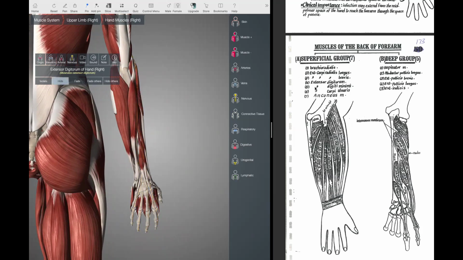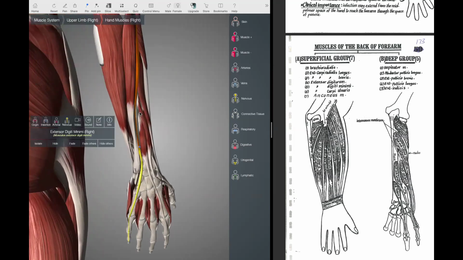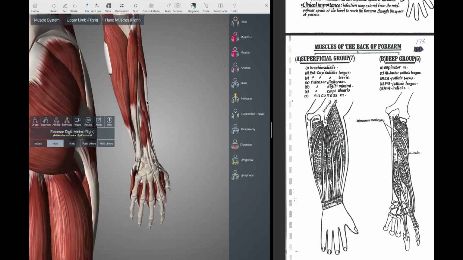Again, in this part of the forearm, there are certain muscles controlling some fingers, like extensor digiti minimi. This one here. Extensor digiti minimi, controlling only your pinky. Hide. And we're still in the superficial layer, right? Yes. Look, they're all here. Extensor digiti minimi.